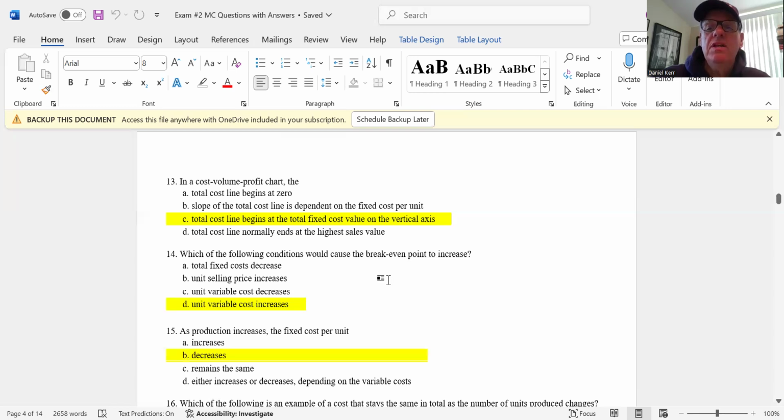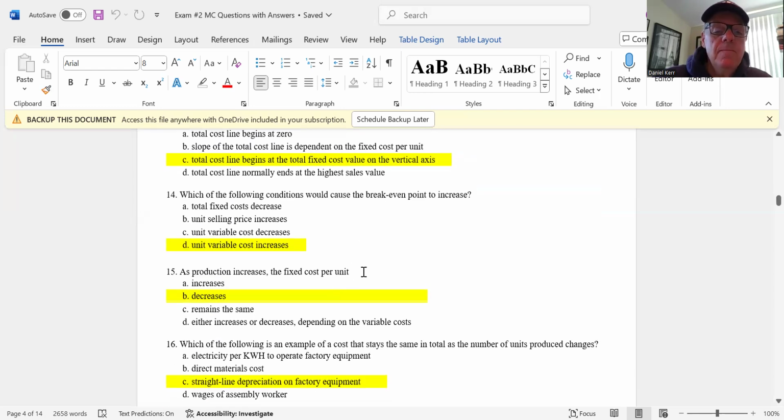So remember, break-even is fixed cost divided by the contribution per unit. So which of these would cause the break-even point to increase? Well, if fixed cost goes down, that's going to decrease break-even point. Unit selling price increases, that's going to decrease break-even point. Variable cost decreases, that's going to decrease break-even point. So unit variable cost increases, that's going to increase the break-even point. So the correct answer there is D.